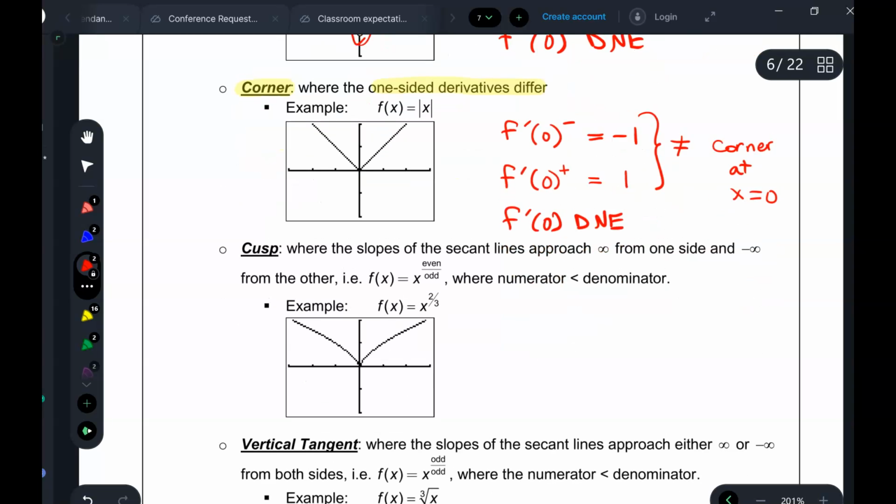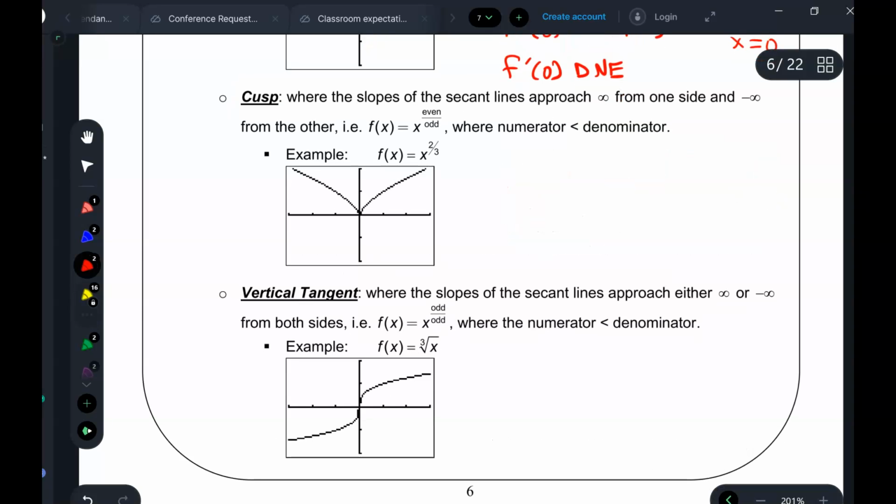These are just simple examples, but it doesn't have to be an absolute value equation necessarily. It could be any kind of piecewise function that might have a corner. And sometimes a piecewise function is continuous and differentiable on its entire domain. So that's why we have to check both sides to see what happens at that point.